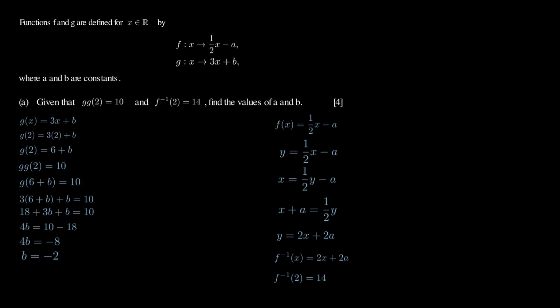Okay. Now I just need to input 2 into the inverse of f of x, which is going to be 2 times 2 plus 2a equaling 14. Simplifying that gives us 4 plus 2a equaling 14. Now I can simplify it a bit further. 2a would equal 10. Dividing both sides by 2 leaves us with a equaling 5. Now in conclusion, our answers are a equals 5 and b equals -2.